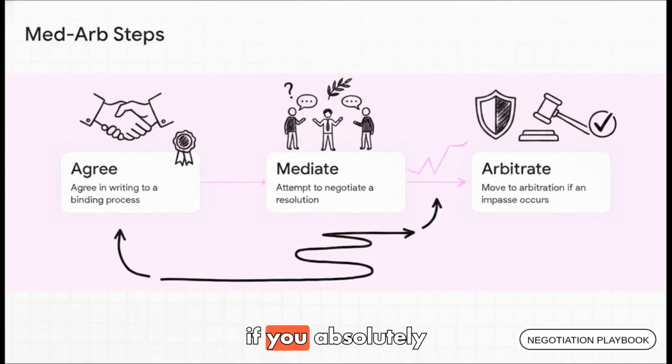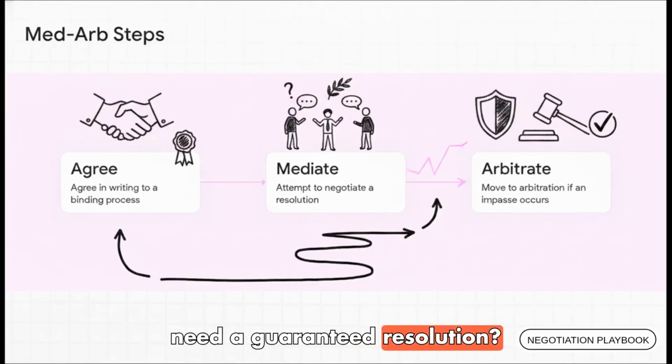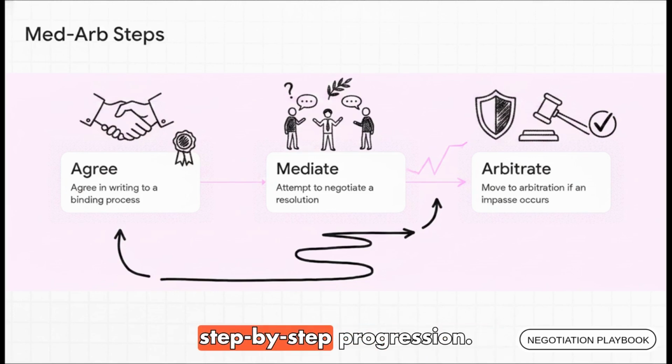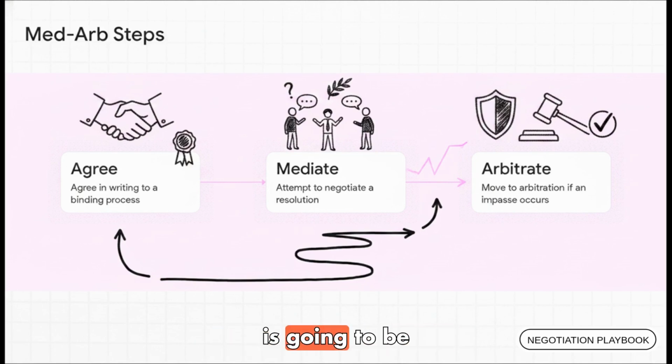So what happens if you absolutely need a guaranteed resolution? Let's break down Med-Arb first. It's a super logical, step-by-step progression. Step 1, you agree in writing that the final outcome is going to be binding no matter what. Step 2, you try standard mediation. But here is the brilliant safety net in Step 3.